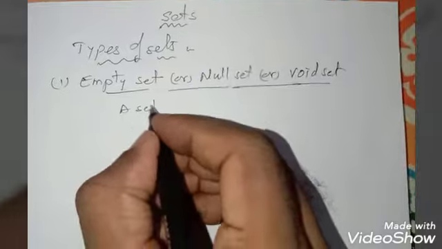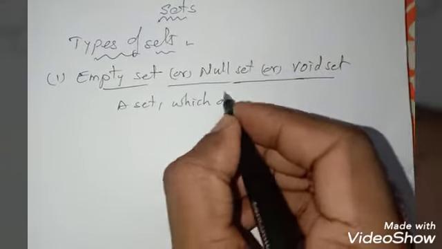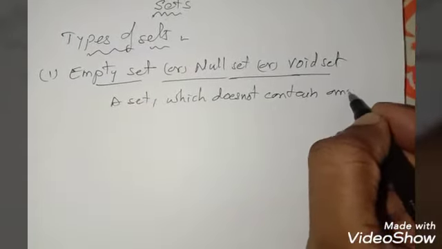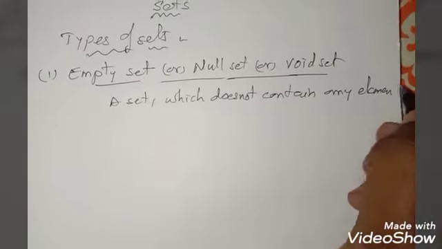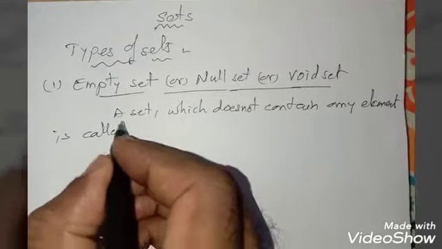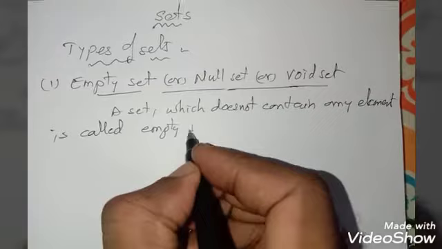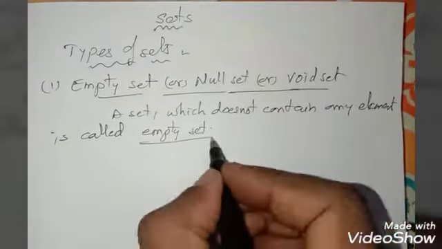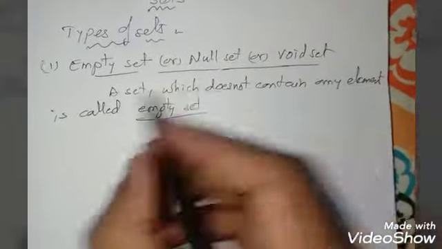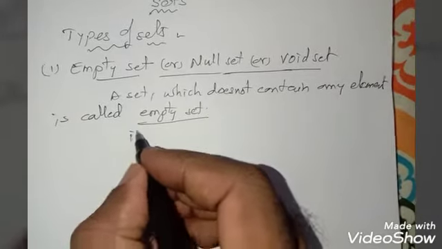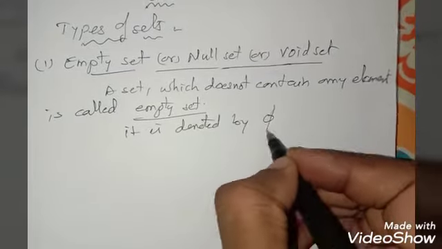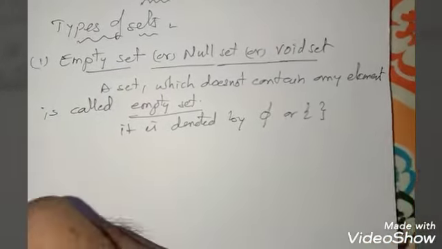A set which does not contain any element is called an empty set. Right, so as per the definition, a set which does not contain any element is called an empty set. It is denoted by phi, or null set, or empty set.